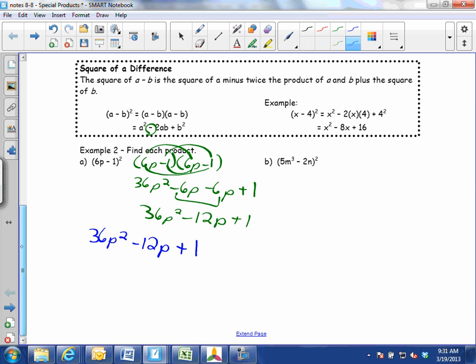Okay, if we were to do B using a pattern, what would we do? Square the first term. What would we get when we square 5? 25. Then minus, then plus, 20, times the 3. Yep. And then plus 4, and square.